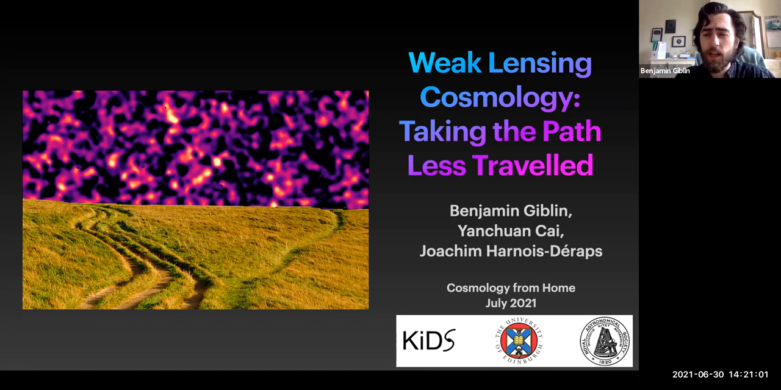My talk, titled Weak Lensing Cosmology, Taking the Path Less Travelled, is all about exploring alternative statistics that you can measure from weak gravitational lensing data and demonstrating that these alternative statistics can actually be used to obtain more precise constraints on cosmological parameters compared with the statistic that is used more routinely.